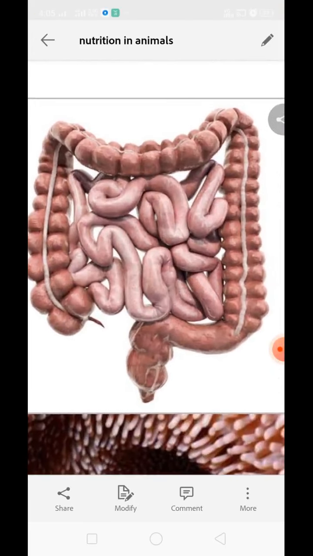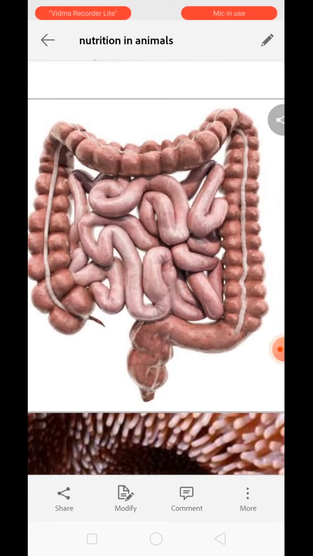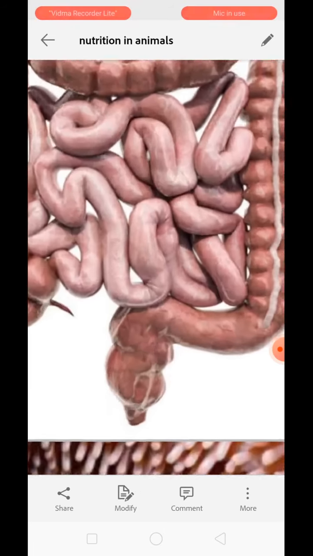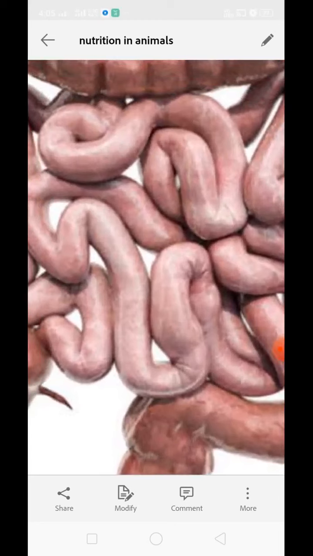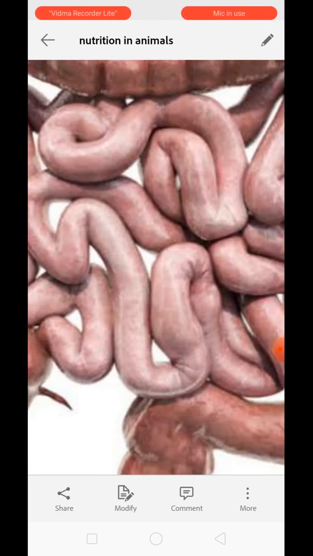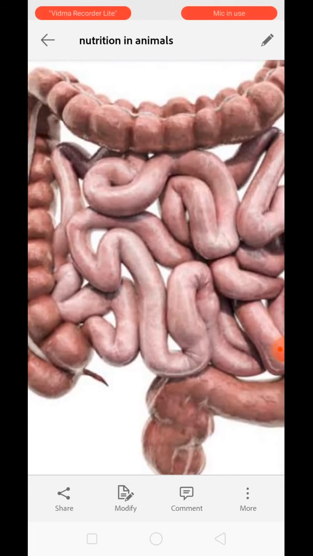Now, next is small intestine. Can you guess which is the region of small intestine? This one or this one? Small intestine is the central one. Okay, this is the small intestine. It is very long, but it has a shorter diameter in comparison to the large intestine. That is why it is called small intestine. As it has a very long length, it is a coil-like structure present over here.